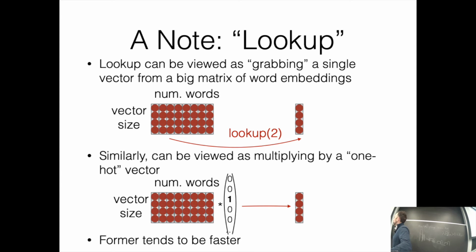But another way you can view it is as multiplying by a one hot vector. So you have exactly the same matrix, but you just multiply by a vector 0, 0, 1, 0, 0, 0, 0, 0, and that gives you exactly the same thing. So the practical implementations of this tend to be the first one, because the first one's a lot faster to implement. You don't need to multiply this big thing by a huge vector. But there are advantages of knowing the second one.